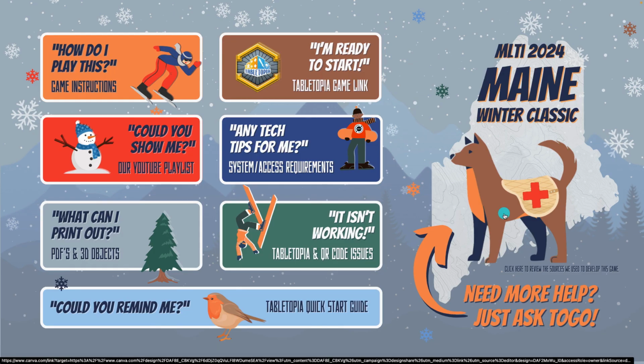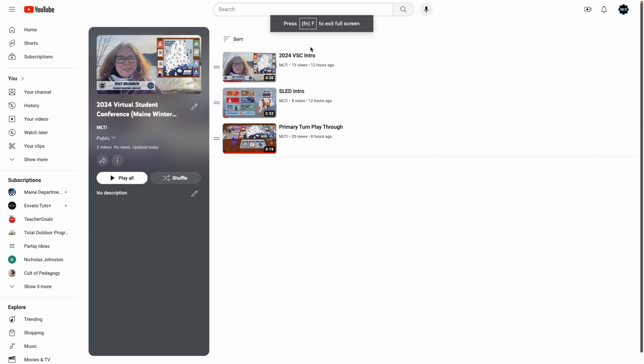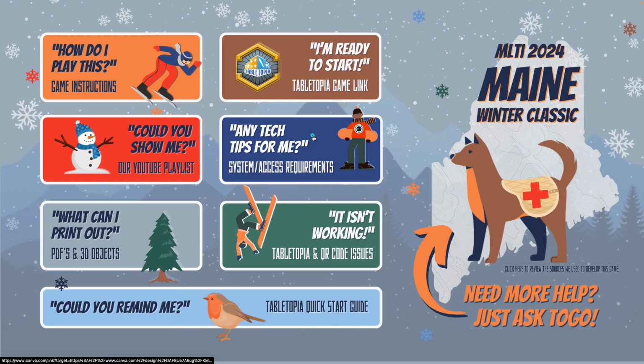We also provided you a link to our YouTube playlist. That's where you found the video you're watching right now, as well as an introduction to the virtual student conference overall, and to how to play for the various types of turns you might encounter as you're playing the game. What Can I Print Out is a folder in Google that provides you with PDFs and the files for all the 3D objects and trinkets that you've seen in the game.